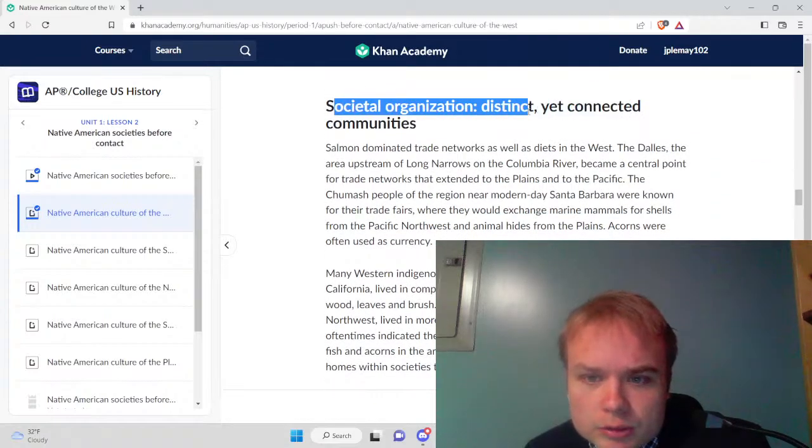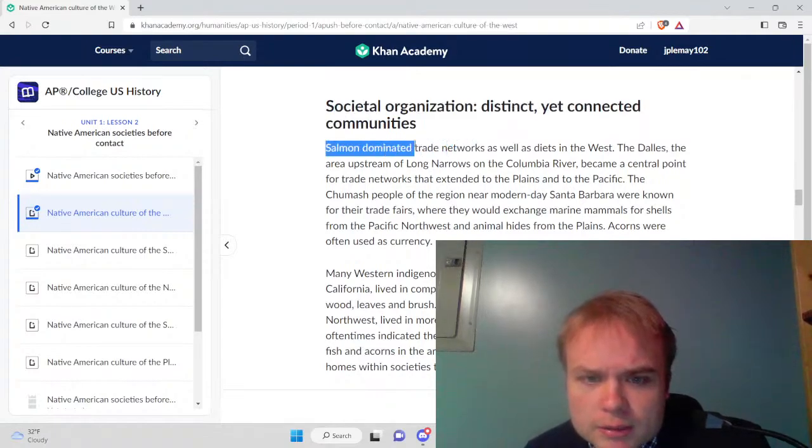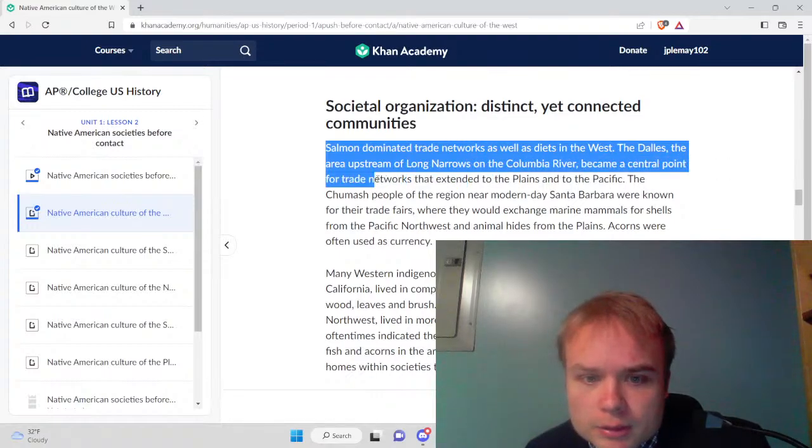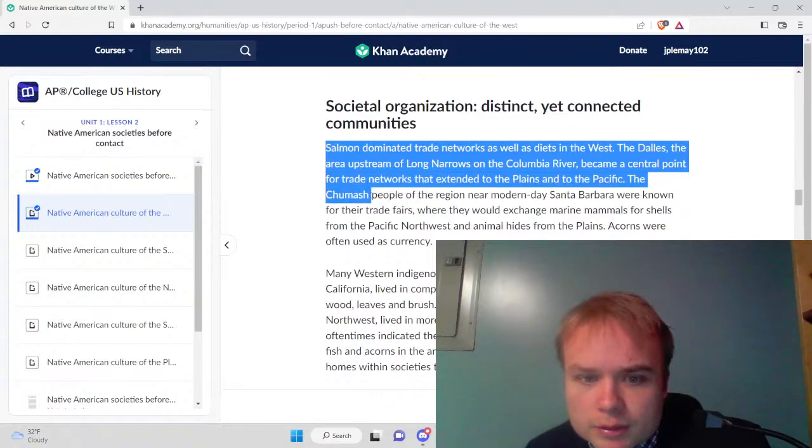Societal organization: distinct yet connected communities. Salmon dominated trade networks as well as diets in the West. The Dalles, the area upstream of the Long Narrows on the Columbia River, was a central point for trade networks that extended to the Plains and to the Pacific.